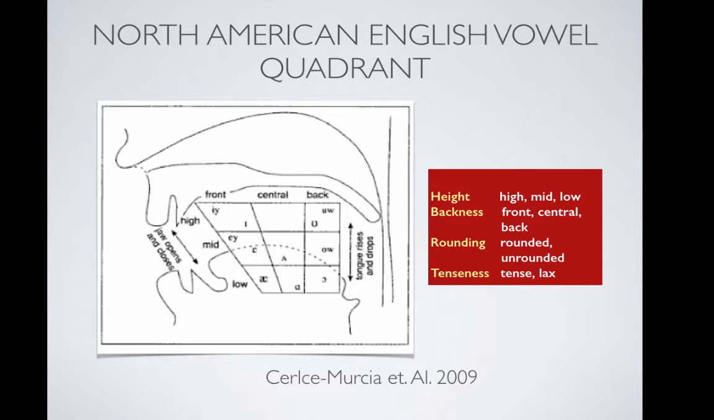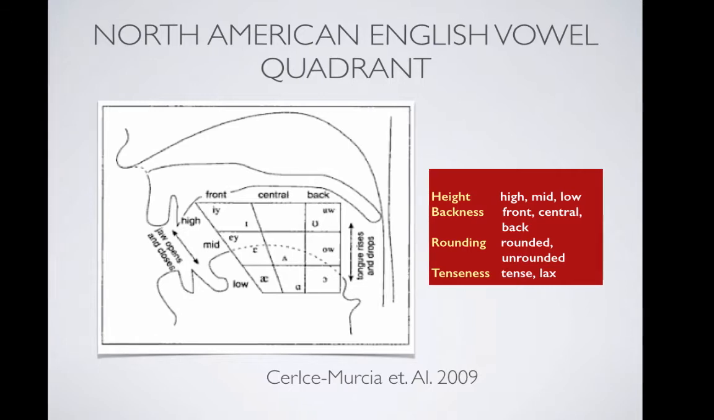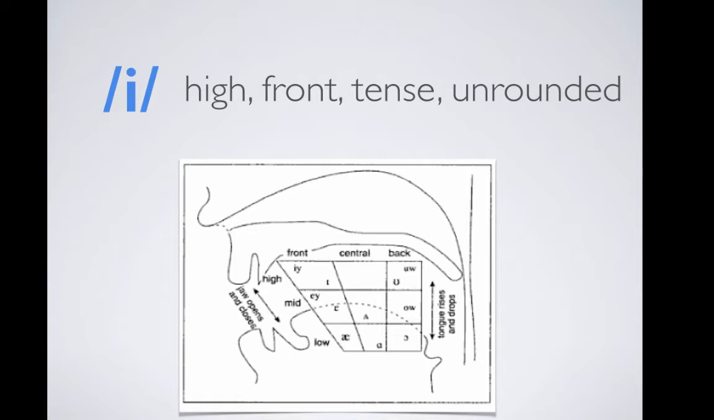Then we could also add the two characteristics in terms of rounding and tenseness. Let's take a look. Here, the characteristics of the sound E can be described as high, front, tense, and rounded. Try to pronounce an E sound. E. You should be able to feel the tongue close to the alveolar ridge and in the front of your mouth.